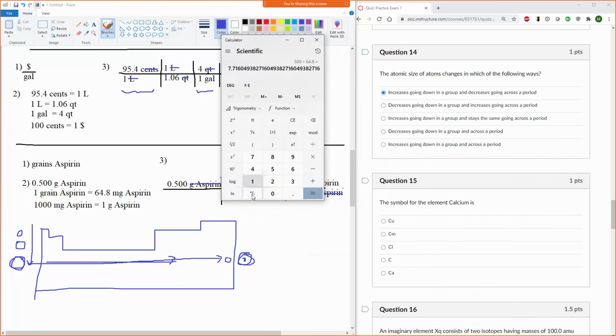It's a little counterintuitive to think that it would decrease going across because you are having more electrons, protons, and neutrons. But you need to know those electrons are in the same size cloud, which is then held more tightly. So that's why it goes down.